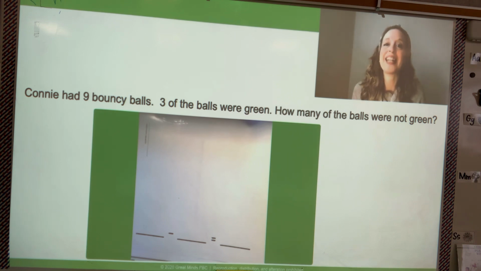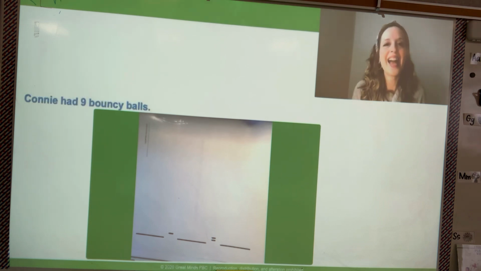Wow, friends, that's a lot of information. To help us solve, let's read each chunk of the story and then draw. Connie had 9 bouncy balls. Is that something that we could draw? Sure. Let's get our markers and draw 9 circles for her bouncy balls. Let's draw them in 5 group rows like this.